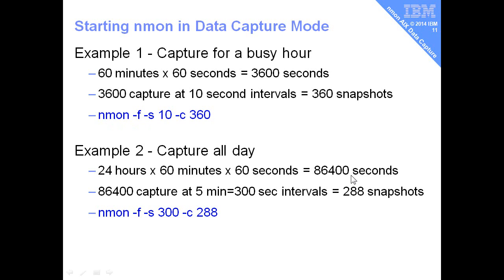It's actually quite a lot of seconds in a day, isn't it? So if you want to capture that at a sensible interval, if we do 5-minute intervals, that's 300 seconds, then we have 288 snapshots. And so nmon -f, 300 seconds, 288 captures.